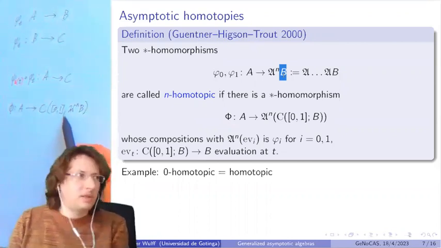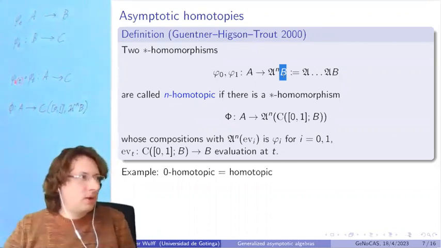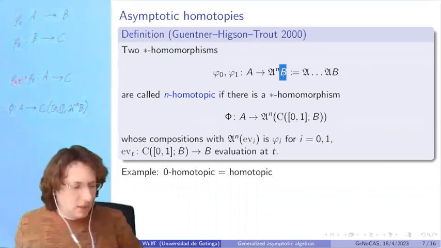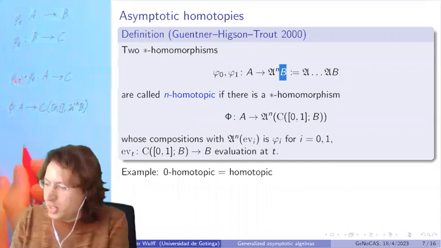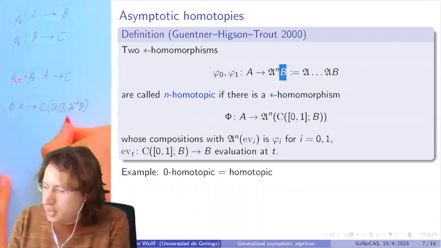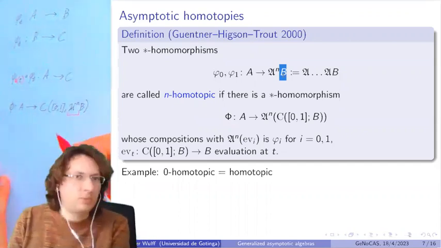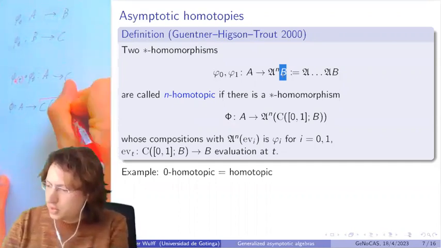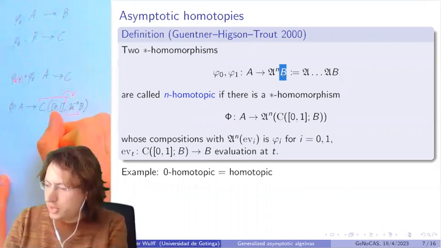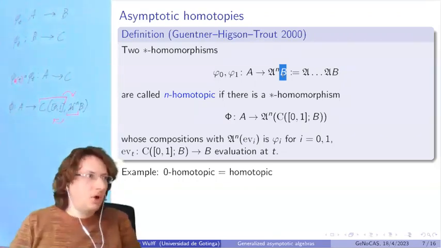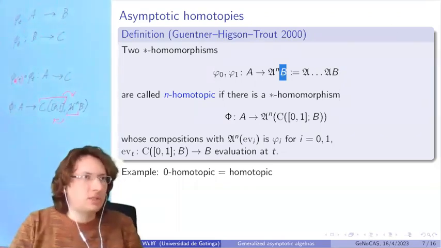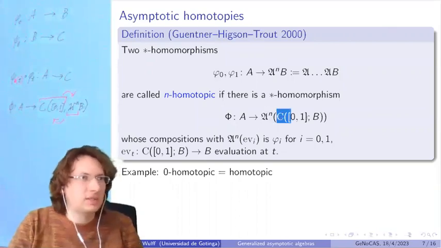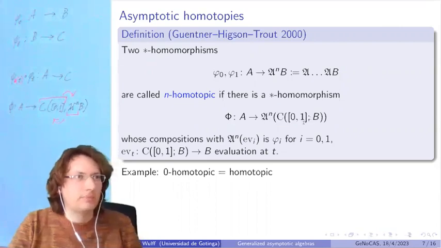But that's not the notion of homotopy which we are using here. What we do differently here is we exchange this asymptotic algebra and this continuous function. So these are exchanged with each other. And this leads to the notion of n-homotopy. So in this definition, you now see the A^n is now outside of this C[0, 1].